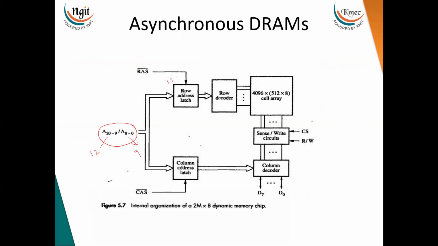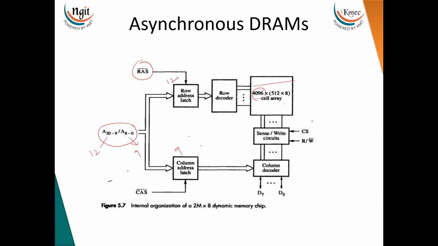Here, 12 bits are going in and 9 bits are coming out. After giving the 12-bit address to the row address latch, the row address strobe is given. After this, the row decoder will select one of the rows, in this 4096, it will select one of the rows.